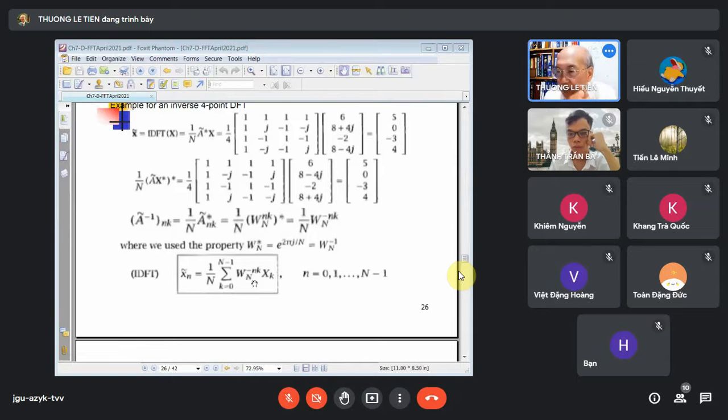Okay? Now, I remind you again. We have two ways, or just say two methods, or two formulas we can apply to calculate the forward DFT. The first one is the discrete form, and the second is the matrix form. But for the inverse DFT or FFT, we have three formulas: one discrete form, and two matrix forms.